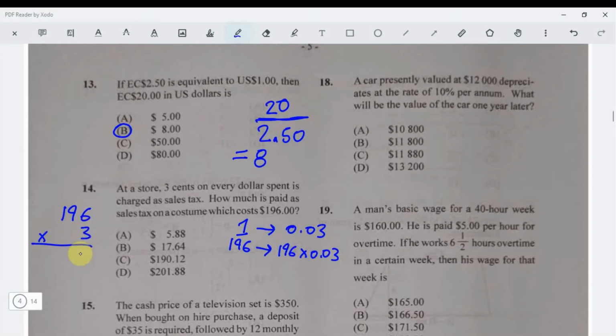place. 3 6s are 18, bring up 1. 3 9s are 27 plus 1 is 28, bring up 2. 3 times 1 is 3 plus 2 is 5. But when you multiply these two numbers, you should have 2 decimal places. And so that would be when you multiply 196 times 0.03. So that's $5.88. That's what you'd pay in tax.